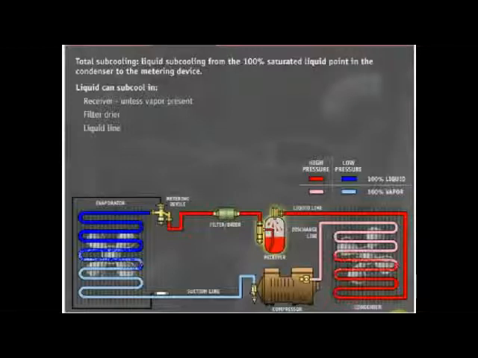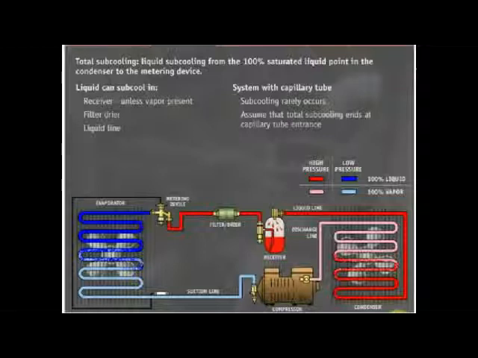Subcooling of liquid rarely occurs when a capillary tube metering device is used because of the severe pressure drop of the liquid as it travels the length of the capillary tube. Due to this reduction in pressure through the capillary tube, the liquid may actually be saturated with flash gas present. Because of the difficulty measuring the temperature at the capillary tube outlet in a service environment, assume that total subcooling ends at the capillary tube entrance.